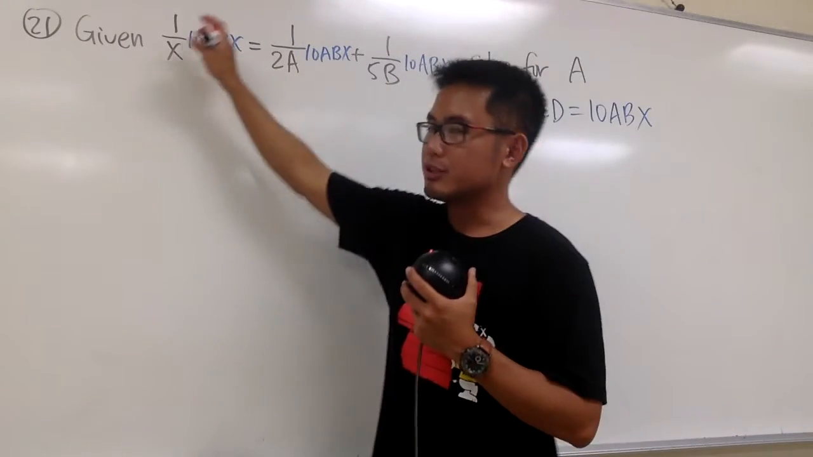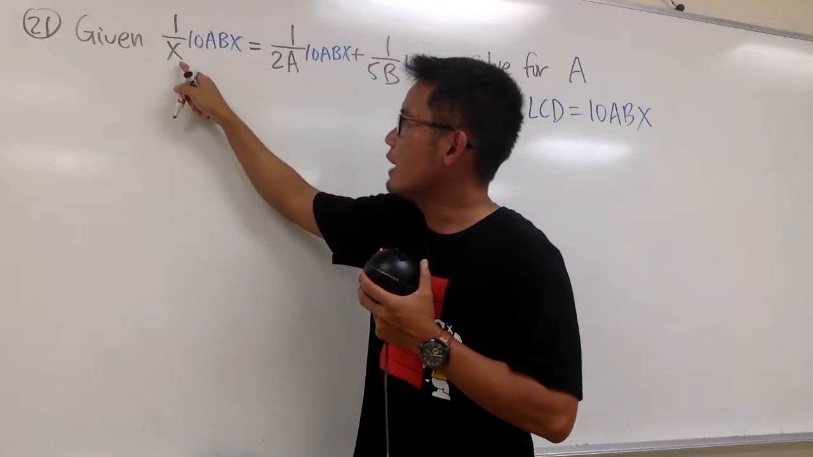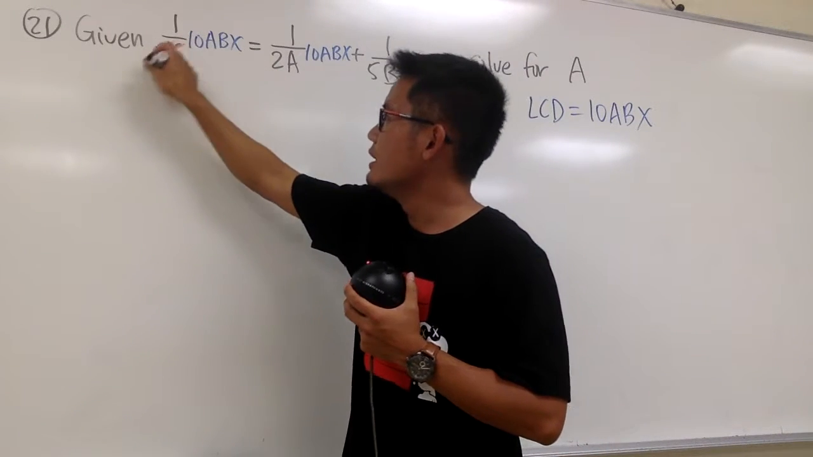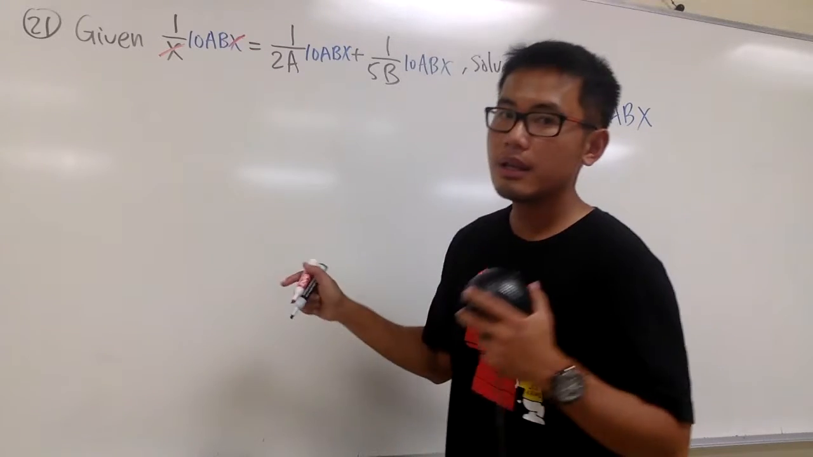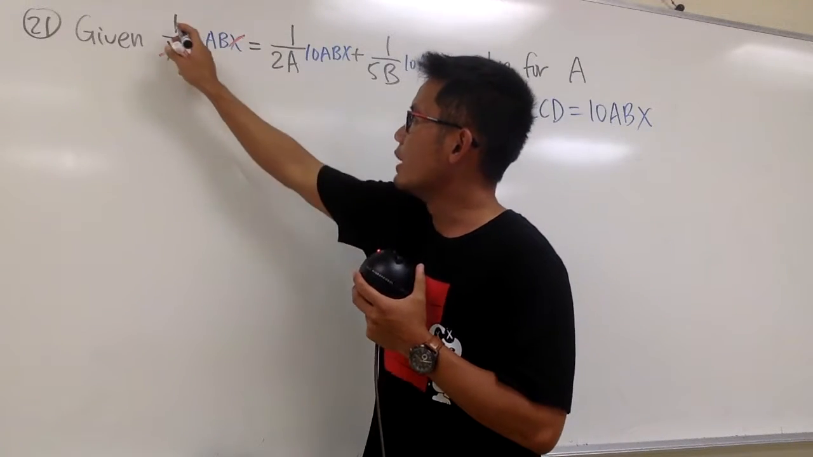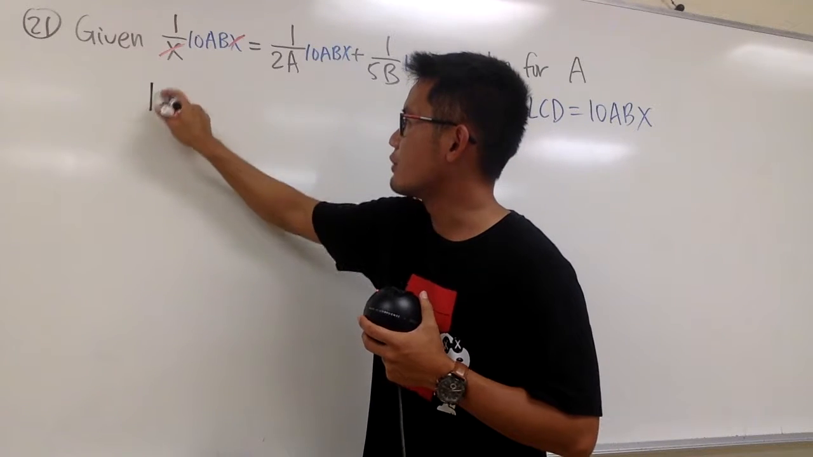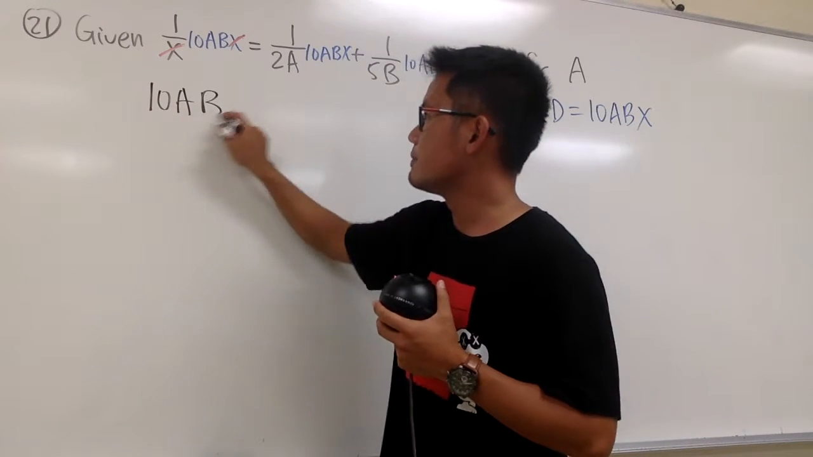Let's focus on this right here first. We have 1 over x times 10abx. You see that we can cancel this x and that x, right? Therefore, we will have 1 times 10, which is 10, and then ab. So that's what we have right here, just 10ab.